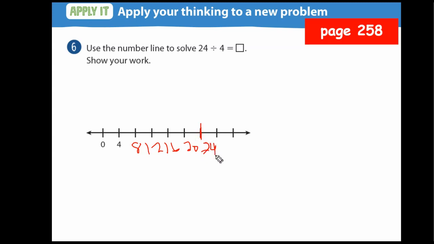Let's see how many times I hopped. Here we go. 1, 2, 3, 4, 5, 6. How many times did the little bunny hop? 6. So 24 divided by 4 is 6. So I can use a number line too, right? But I need to know what I'm going to be skip counting by.